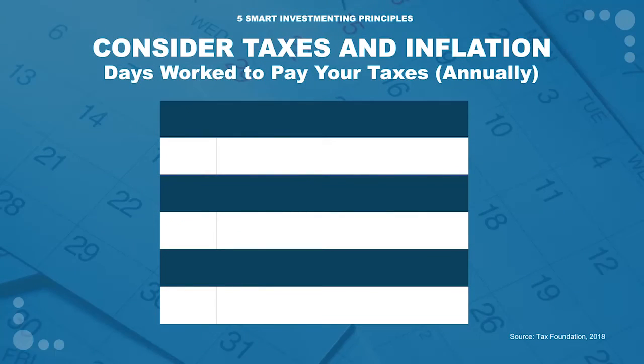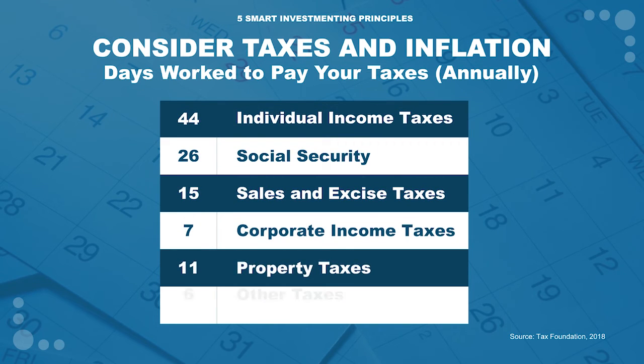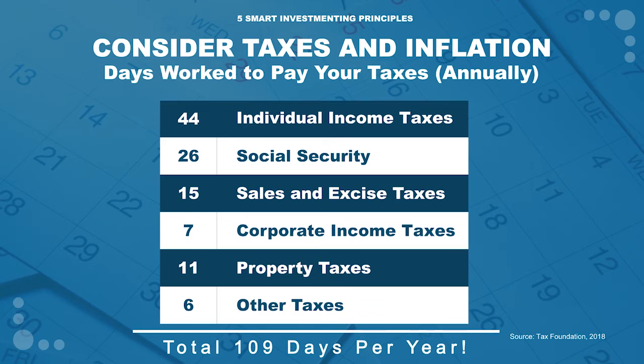Another investing principle is the consideration of taxes and inflation. This chart shows how many days the average American will work in 2018 to pay their tax obligation. Americans pay income taxes, Social Security taxes, sales and excise taxes, and property taxes. The same concept occurs when you put your money to work. Taxes may take part of your return. So when you're looking at the return of an investment, ask yourself, what is my return after taxes?